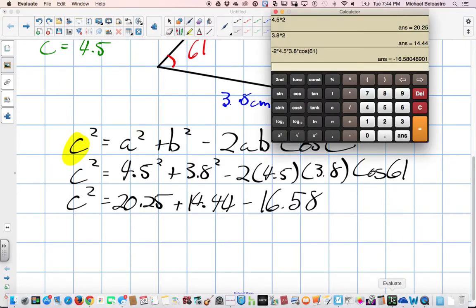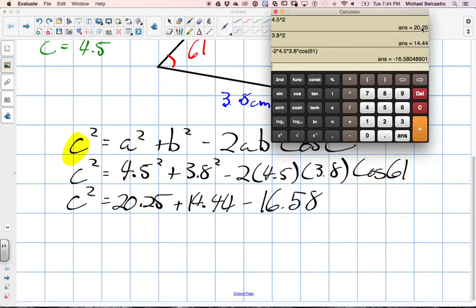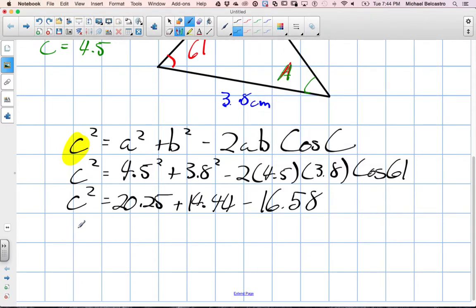We have the values: 20.25 plus 14.44, and then minus our 16.58. So we have it very exact. Here's our value, 18.1, and c squared is equal to 18.1. Now, in order to get c by itself, we have to move this squared value, and when it goes to the other side, it becomes a square root. So we're looking for c equal to the square root of that 18.1.